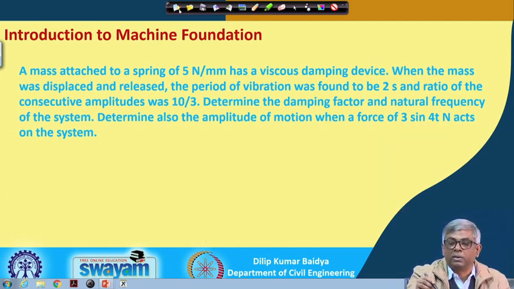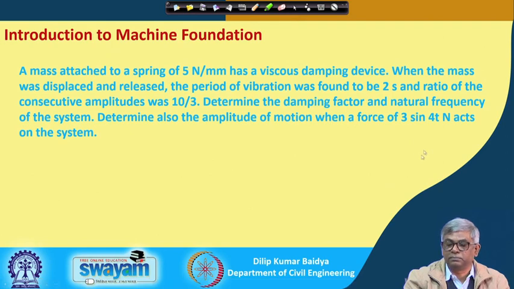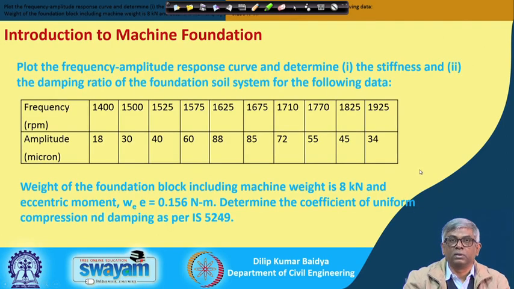Let me go to the last problem. So, this is the last problem. You can see here: plot the frequency amplitude response curve and determine the stiffness and the damping ratio of the foundation soil system for the following data. The weight of the foundation block including machine weight is 8 kilonewton and the eccentric moment is 0.156 Newton meter. Determine the coefficient of uniform compression and damping as per IS 5254.